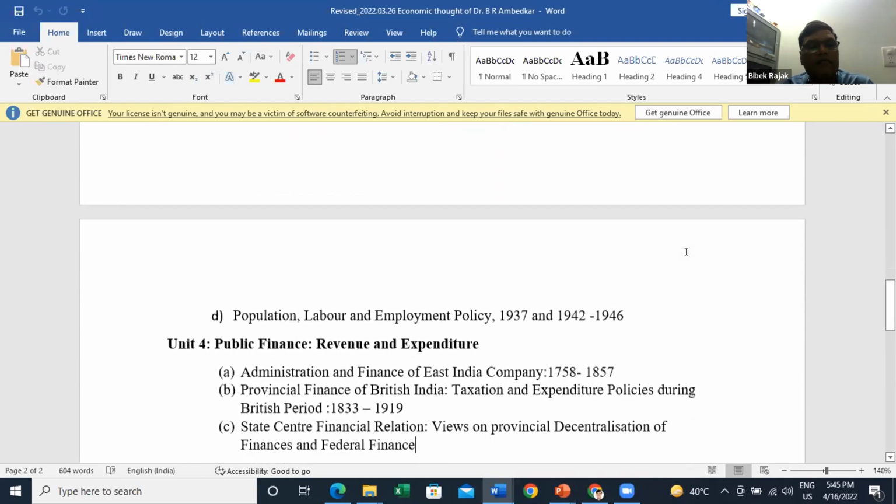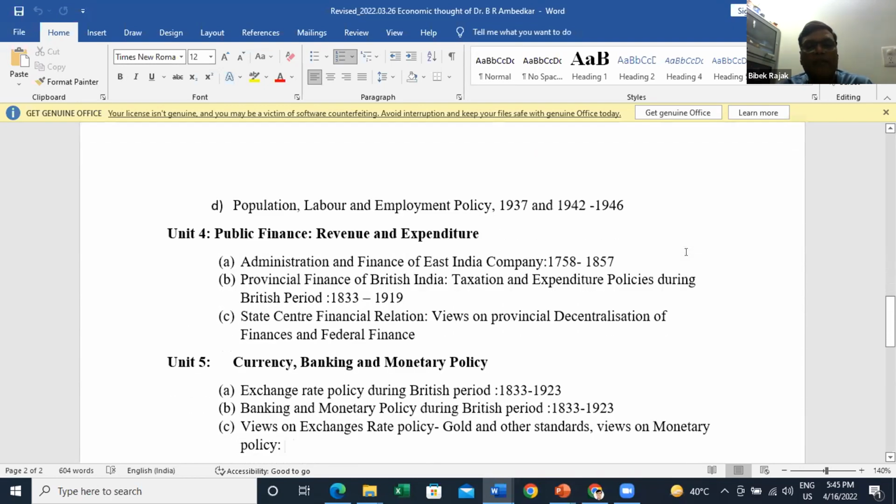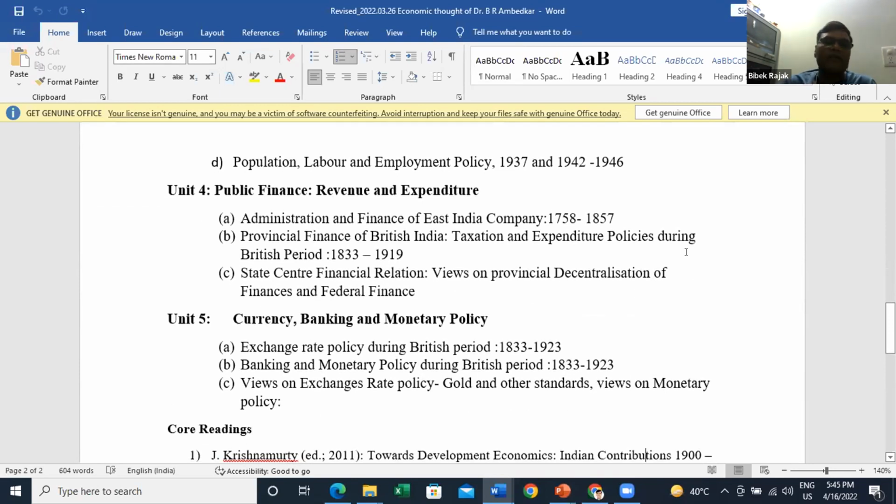And units 4 and 5 are basically based on his PhD work. One on public finance and another on Indian banking and currency, that was the problem of the rupee, and on exchange policy.